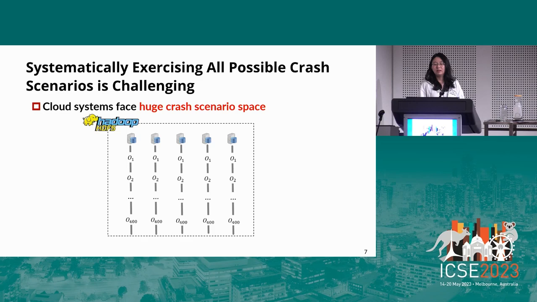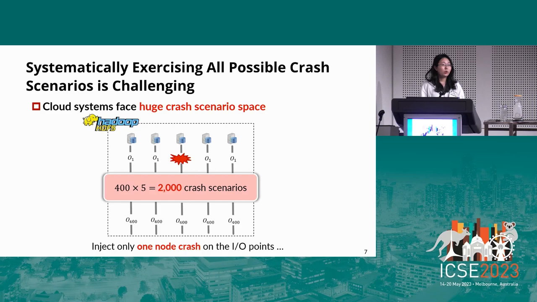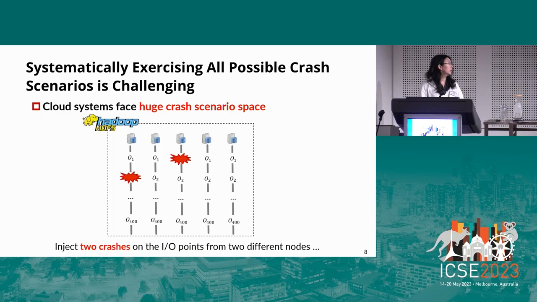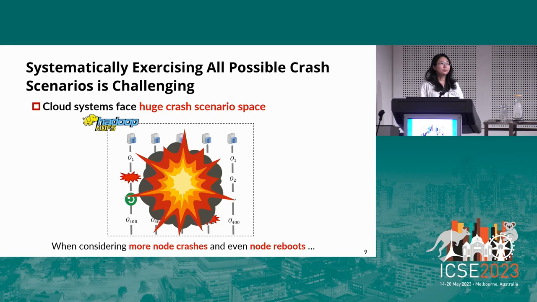However, it's challenging to systematically explore the crash scenario space of cloud systems. In our experiments, an HDFS system with 5 nodes can produce around 400 I/O operations for each node. When injecting only one node crash at the I/O points, we can produce 2,000 crash scenarios. When injecting 2 crashes at the I/O points from 2 different nodes, we can produce around 1.6 million crash scenarios. When we further consider more node crashes and even node reboots, the number of possible crash scenarios could increase quickly. Therefore, testing cloud systems by enumerating all possible crash scenarios is time-consuming and may be impossible.